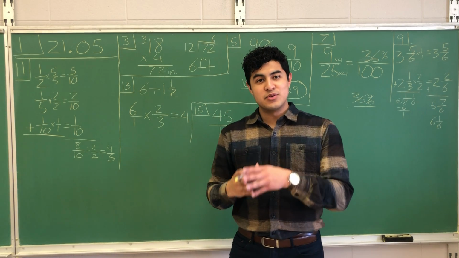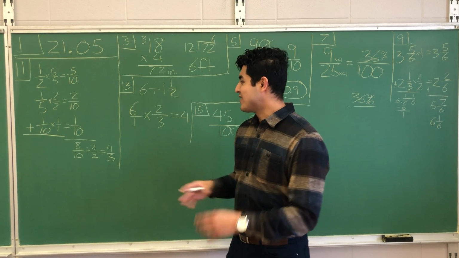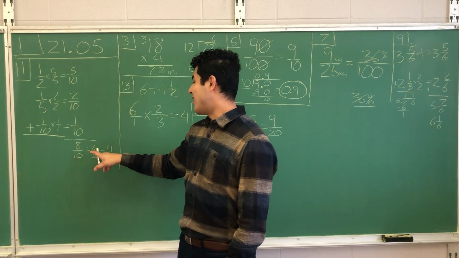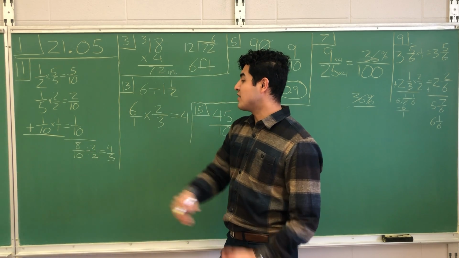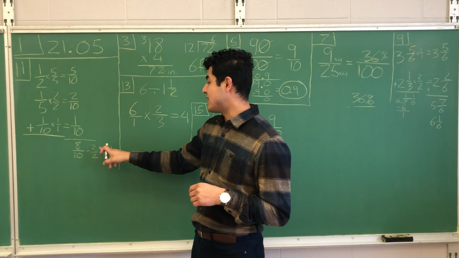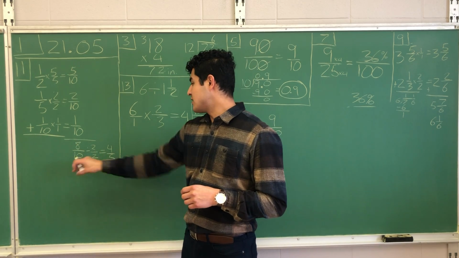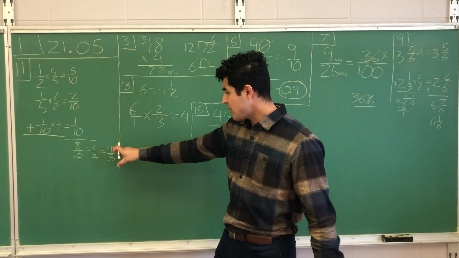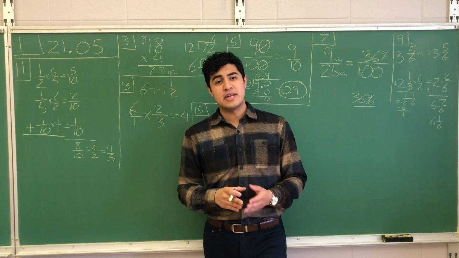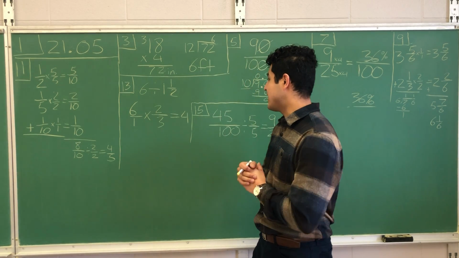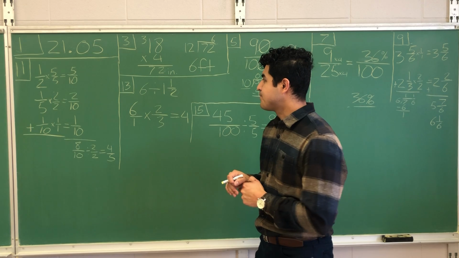And now I need to reduce that fraction. There's a lot of things we need to do here. All right, so I need to see which number goes into both of these numbers evenly. So I find that 2 does. So 2 goes into 8 4 times evenly, and 2 goes into 10 5 times evenly. 4/5 cannot be reduced any further, so 4/5 is your final answer.